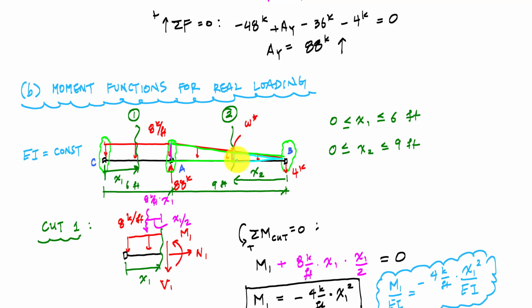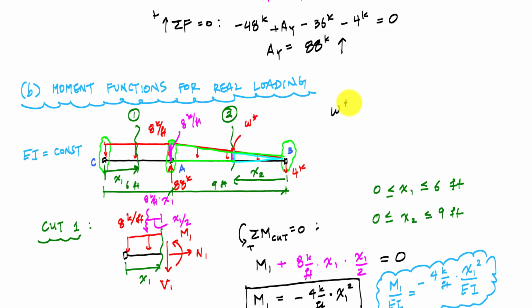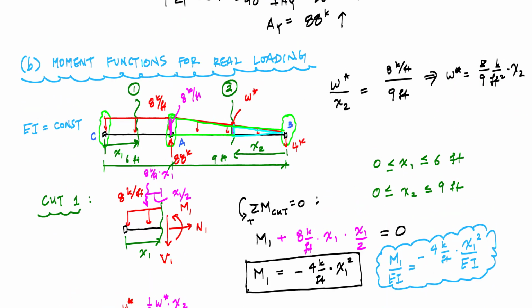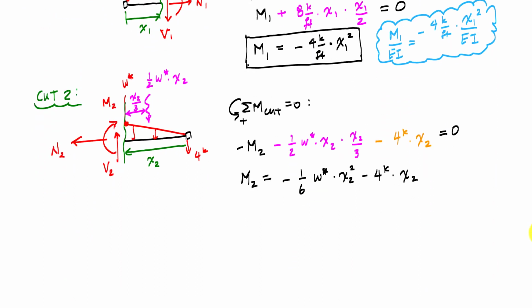But what that tells me is, I know that the height here is 8 kip per foot over a length of 9 feet. So by ratios, this would tell me W star over x2 is equal to 8 kip per foot over 9 feet. And this would just tell me that W star is 8/9 kip per foot squared times x2. And I can take this and substitute it into my W star down here.